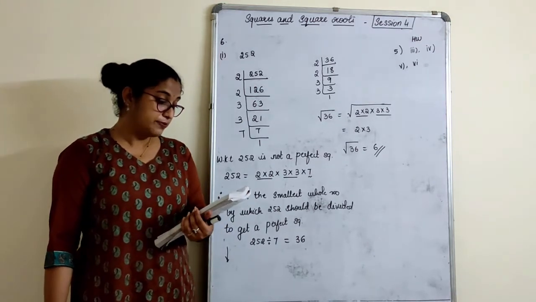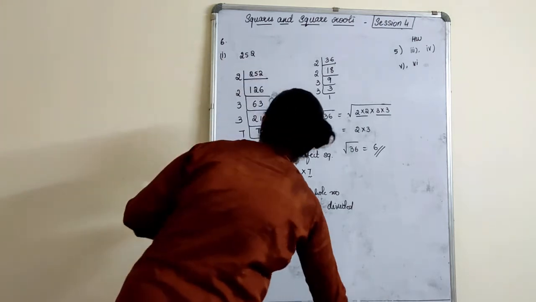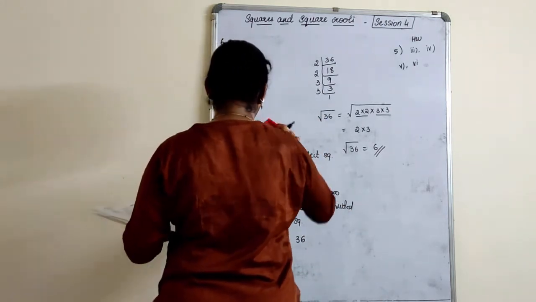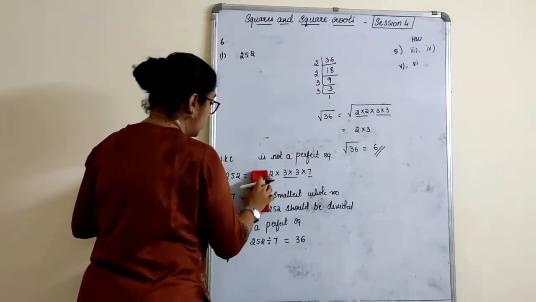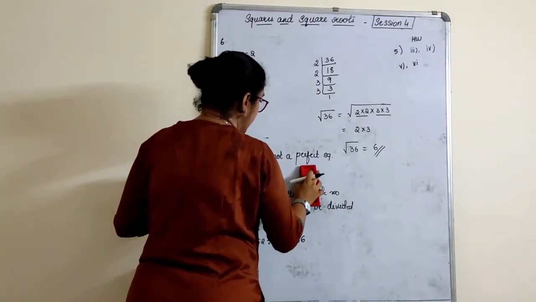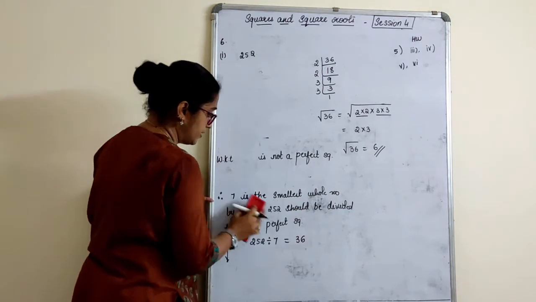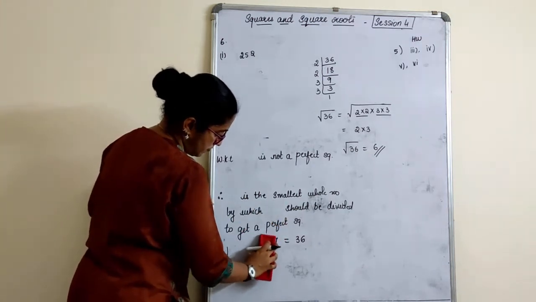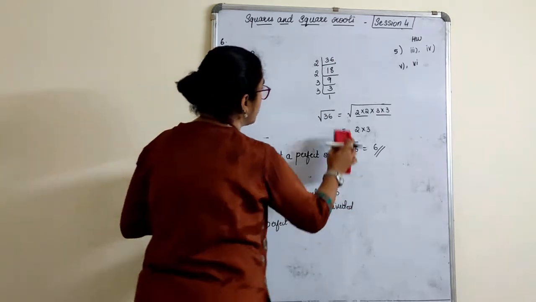Similarly, we do the next one, 2925. Now what I do is I only rub this part so that I can do just the fill in the blanks kind of thing. It will be easy for me.